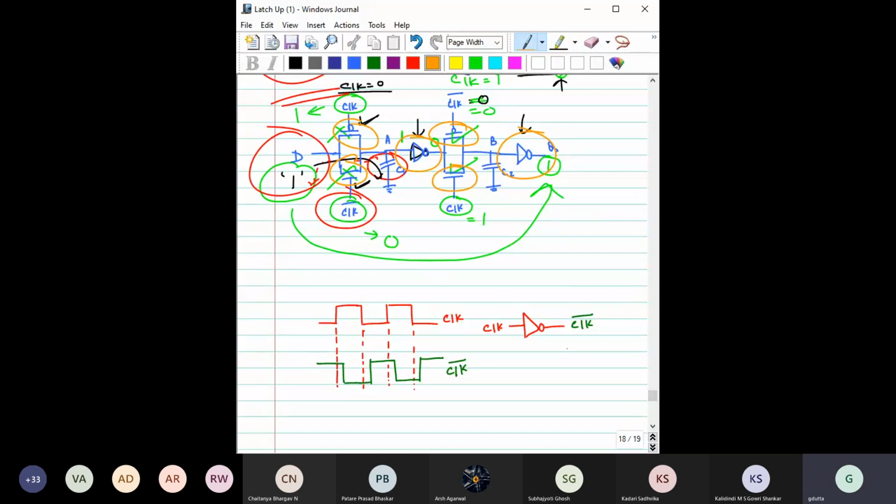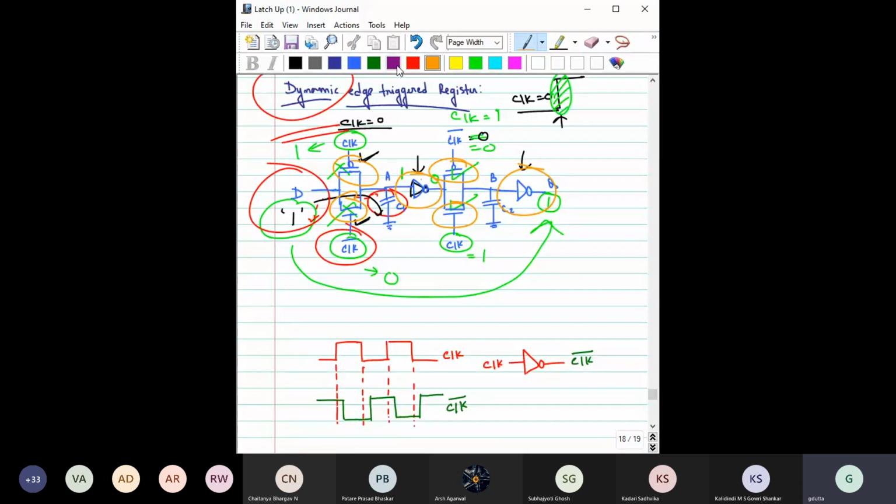However, there are some issues associated with this dynamic edge triggered register. For example, you need clock and also clock bar. How do you get clock bar? Basically, you take the clock and use an inverter to get clock bar. Obviously, these two would not be synchronized. There would be some delay between this clock and clock bar.